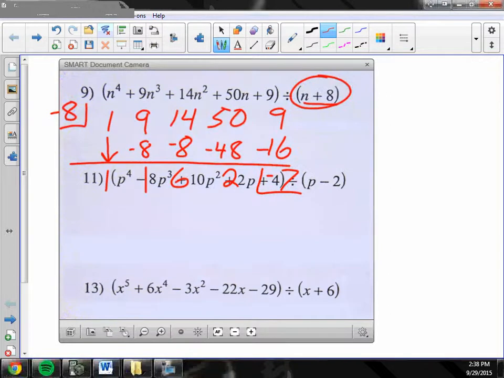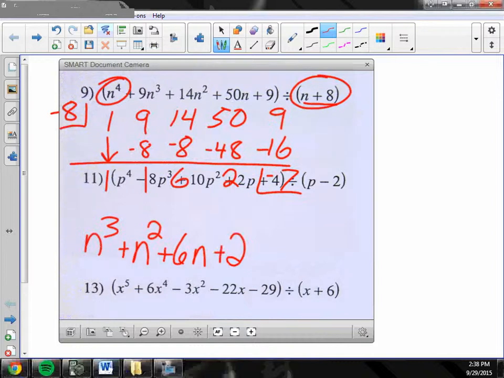Did I do that right? So what is the answer? Well, I started with an n to the 4th, and I divided it by n, so I'm down 1 degree. n to the 3rd plus n squared plus 6n plus 2 plus -7 over the divisor n plus 8.